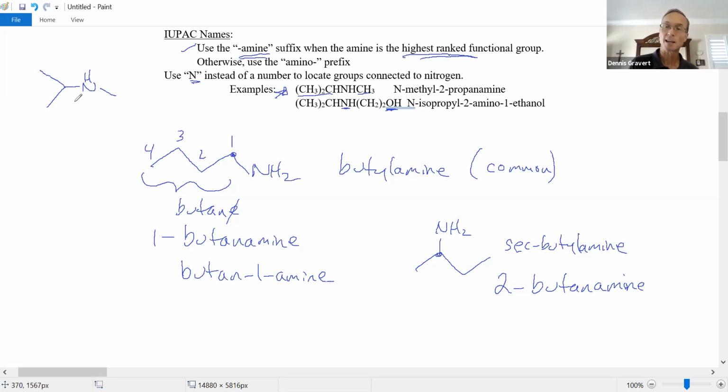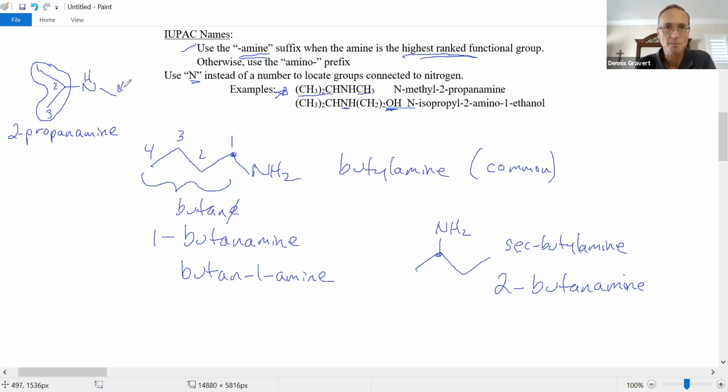IUPAC names start with find the longest chain with the most important functional group. That's a chain of 3. Here's the parent. Give it a name. Well, that's propane. Drop the E and add amine. There's the parent name. Number the parent. Well, it can either be 1, 2, 3, or down here 1, 2, 3. Either way, nitrogen's attached to carbon 2, so you put the 2 here or in front of the suffix, your choice. What haven't we identified? 2-propanamine identified everything on the left side, including the nitrogen.